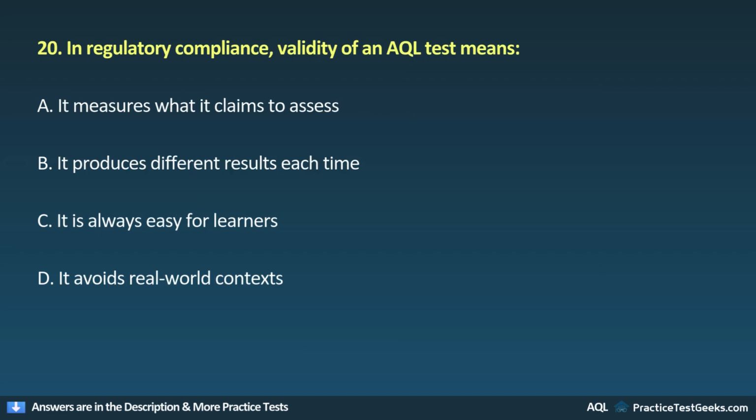20. In regulatory compliance, validity of an AQL test means: A. It measures what it claims to assess. B. It produces different results each time. C. It is always easy for learners. D. It avoids real-world contexts.